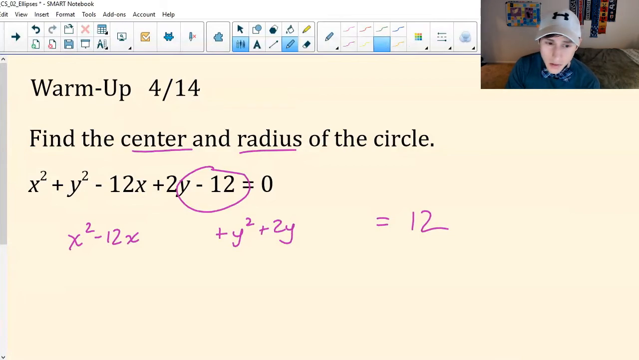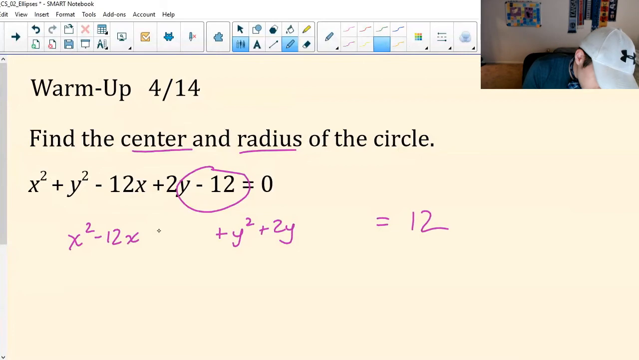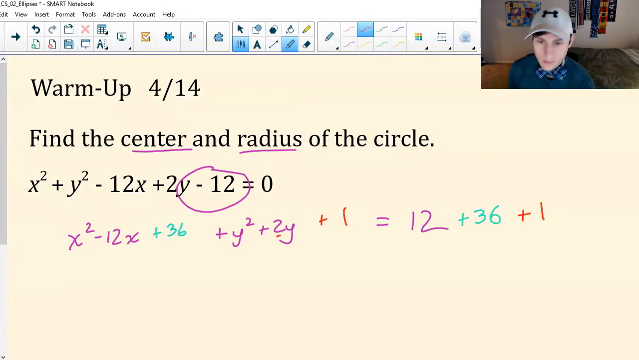From there, complete the square. So b over 2 squared, negative 12 over 2 is negative 6. Negative 6 squared is plus 36. So add 36 on both sides. 2 over 2 is 1. 1 squared is 1. So plus 1 on both sides.